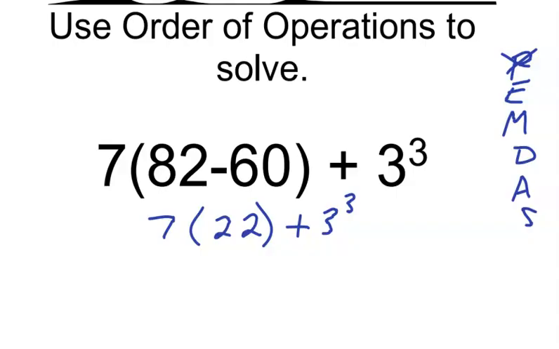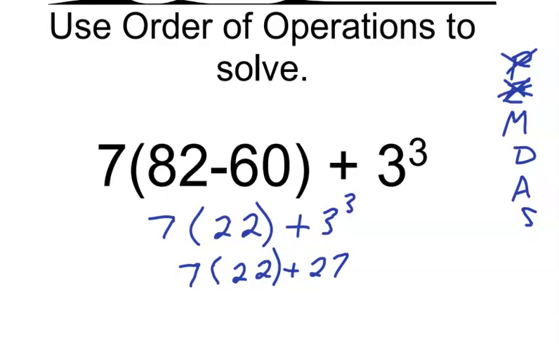Okay, so exponents is next. Are there any exponents? 3 to the third power. All right, guys, it's not just 3 times 3. It is 3 times 3, which is 9, times 3, which is 27. So now we're left with 7 times 22 plus 27. All right, so we are now done with the exponents.